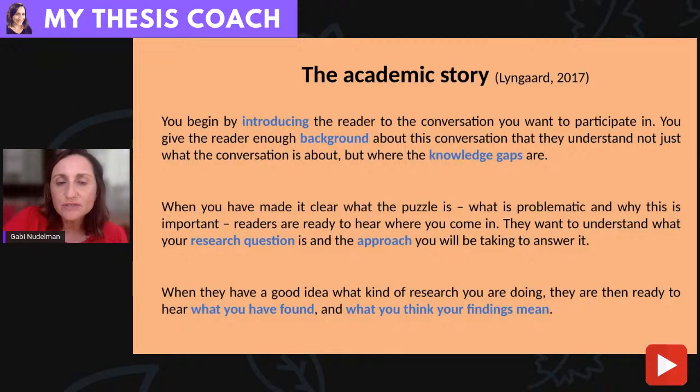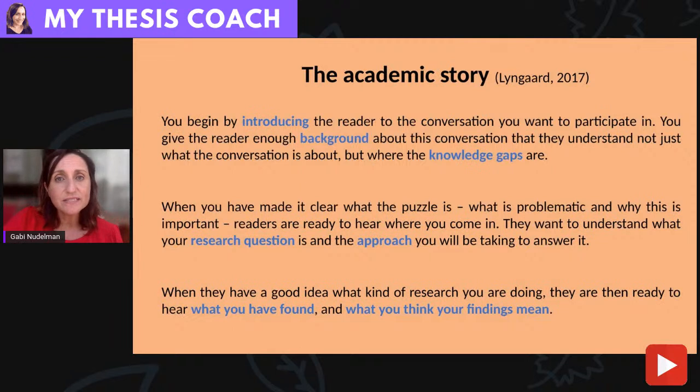You begin by introducing the reader to the conversation you want to participate in. You give the reader enough background about this conversation so they understand not just what the conversation is about, but where the knowledge gaps are. When you've made it clear what the puzzle is, what is problematic, and why this is important, readers are ready to hear where you come in. They want to understand what your research question is and the approach that you'll be taking to answer it. When they have a good idea of the kind of research you're doing, they're then ready to hear what you found and what you think your findings mean.